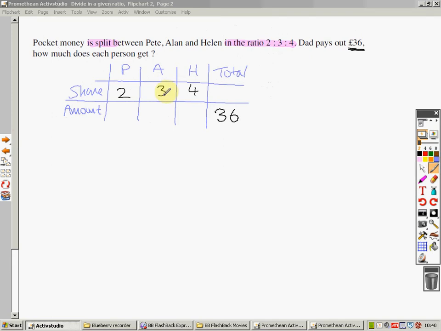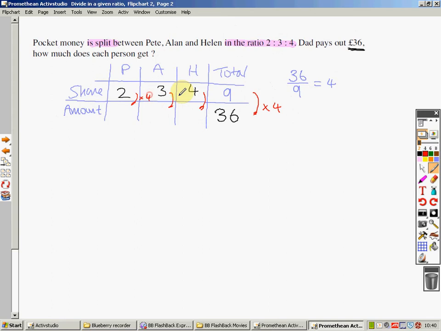So 2 add 3 is 5, add 4 is 9. So I know there was 9 parts altogether. 36 divided by 9 equals 4. So I know my multiplier is going to be 4. So I write times 4. Really important, because just writing that there, you've got a mark already. I'd write them in there as well.